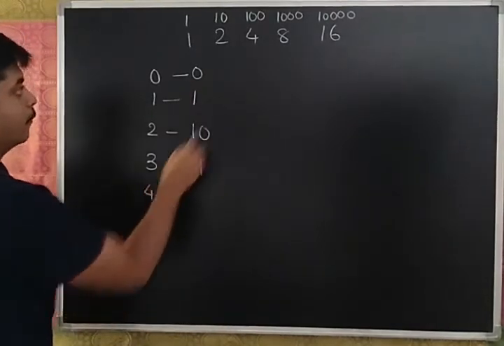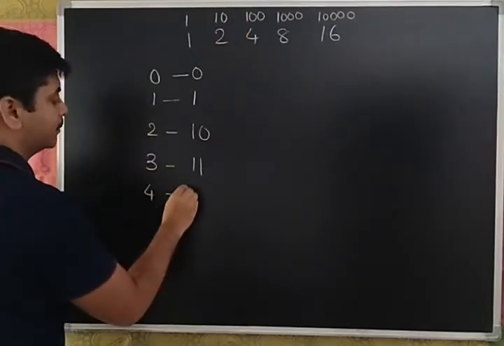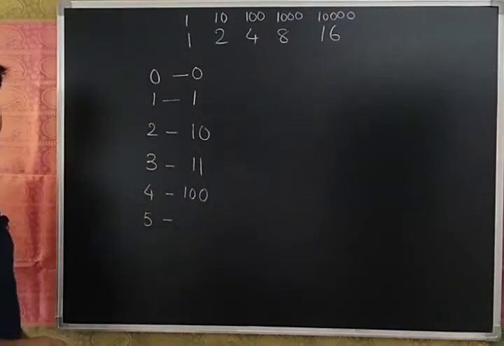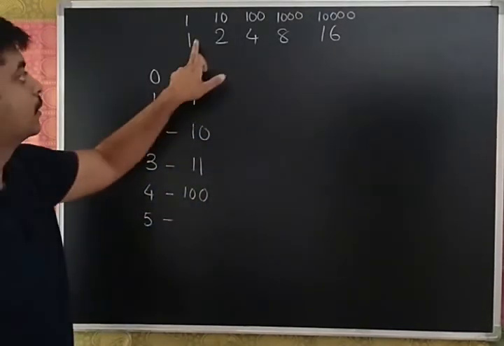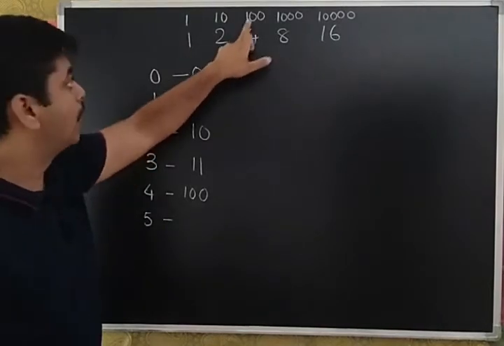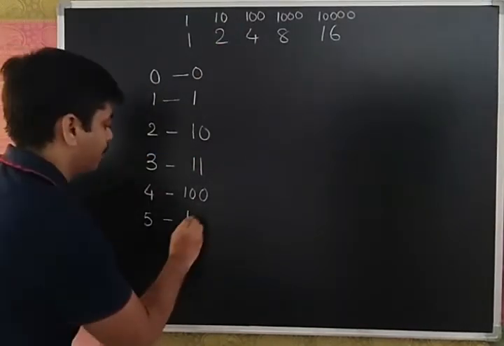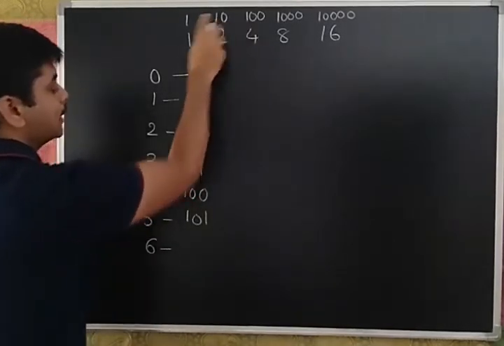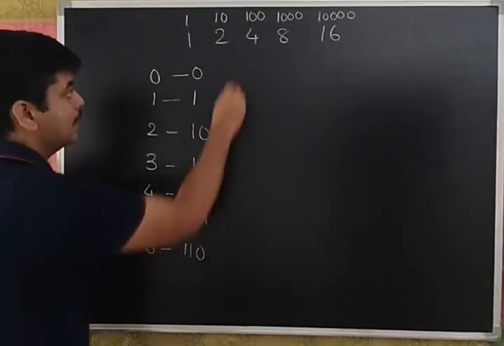Next, I need a 4. 4 you can directly have, it is 100. I need 5. How will you get 5? 5 is 4 plus 1. So 100 plus 1 will give you 101. What about 6? 6 is 4 plus 2. 100 plus 10, 110.